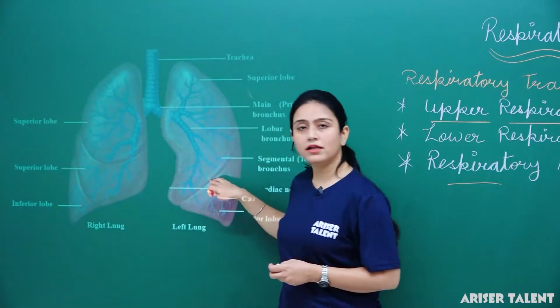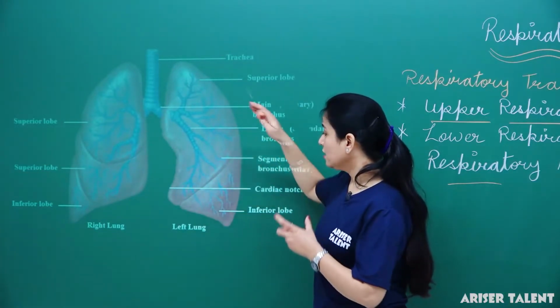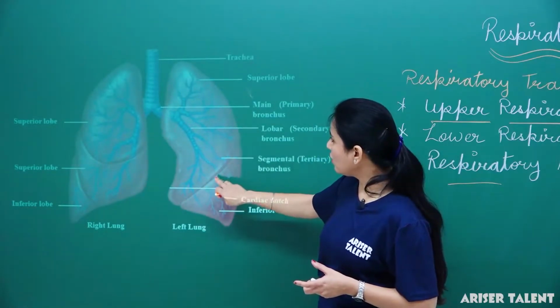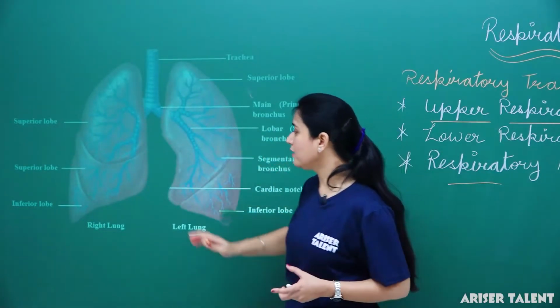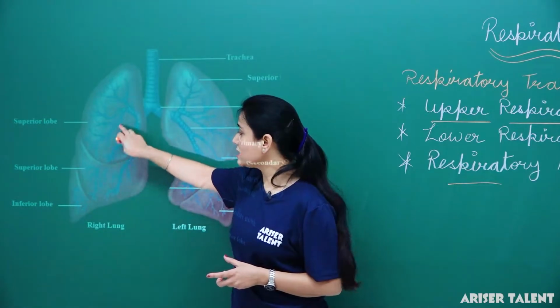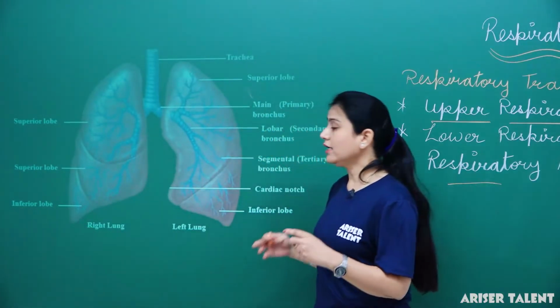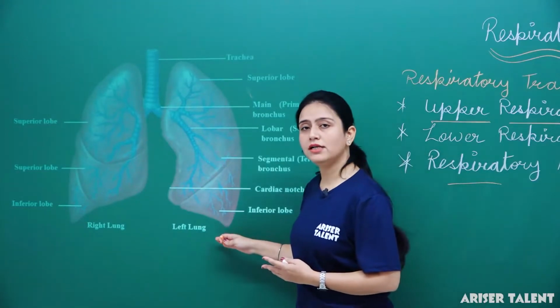Right lung and left lung. Generally, the left lung has two lobes. Here we can see one lobe and two lobes. But the right lung has three lobes: 1, 2, 3. The right lung is larger than the left lung.